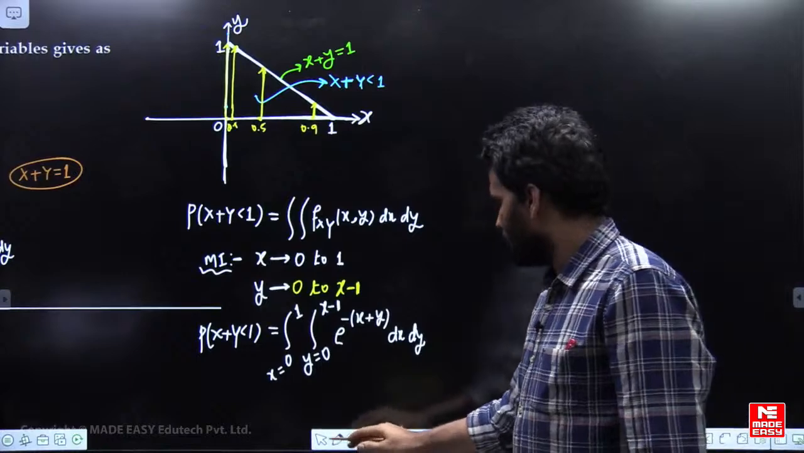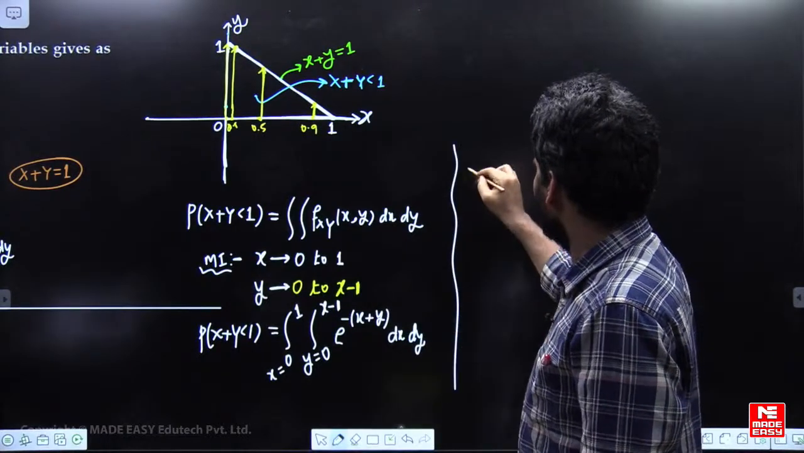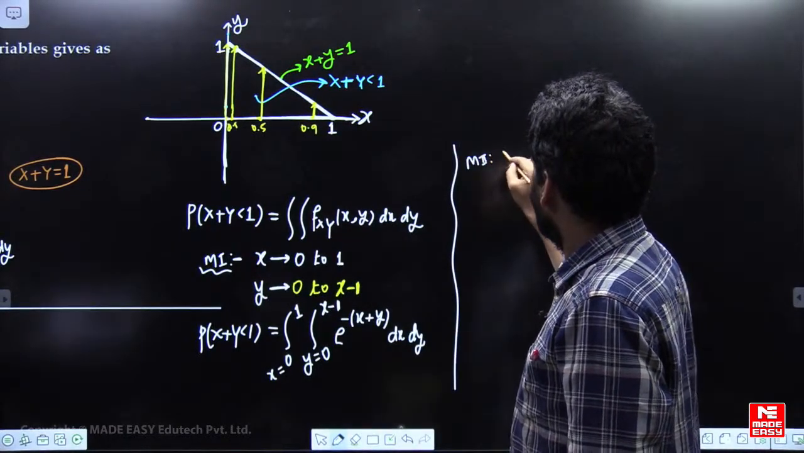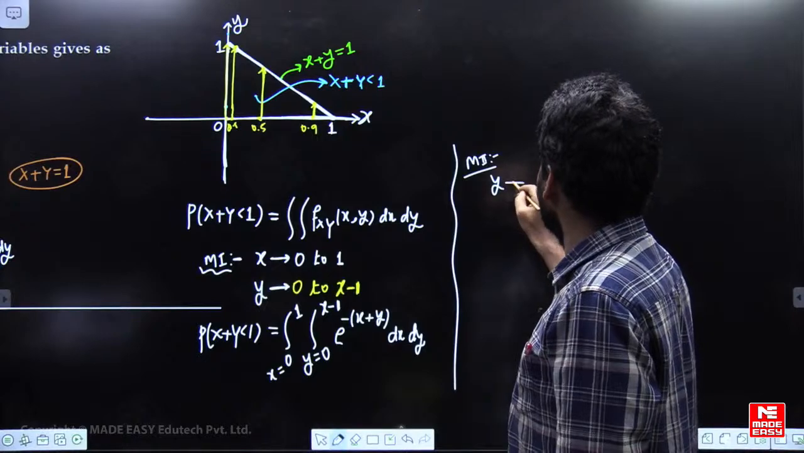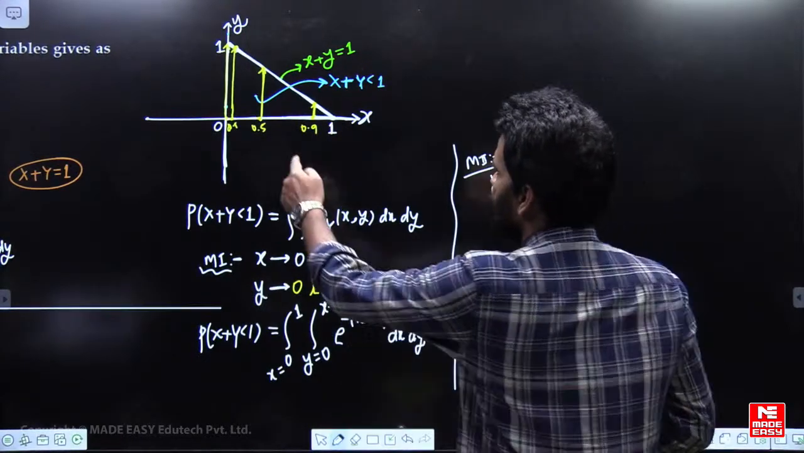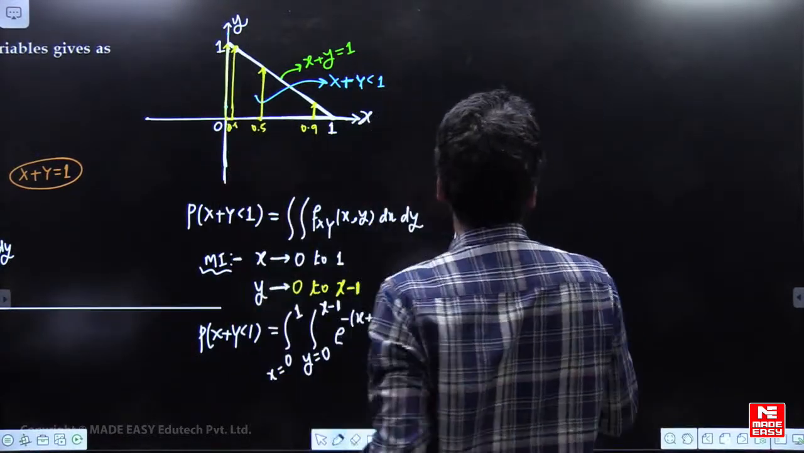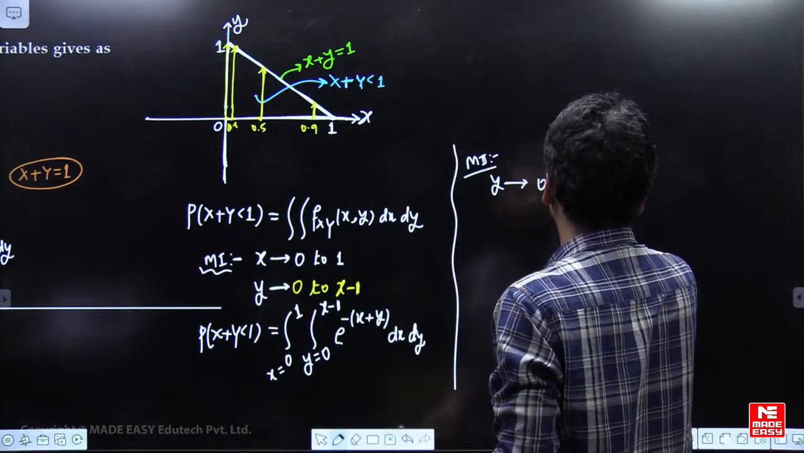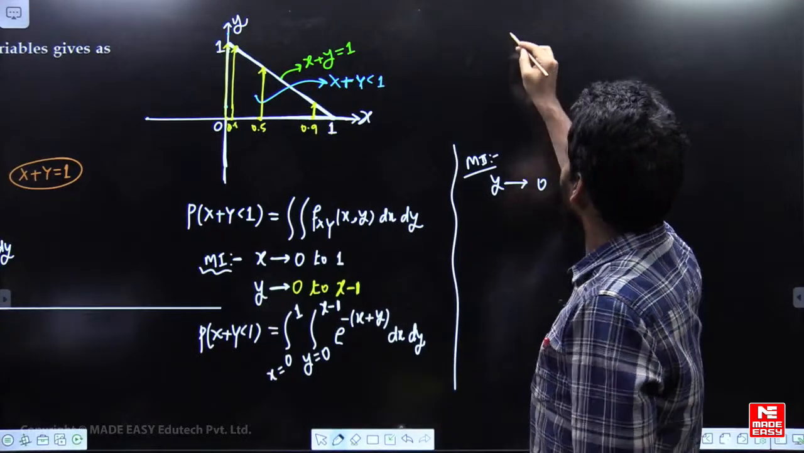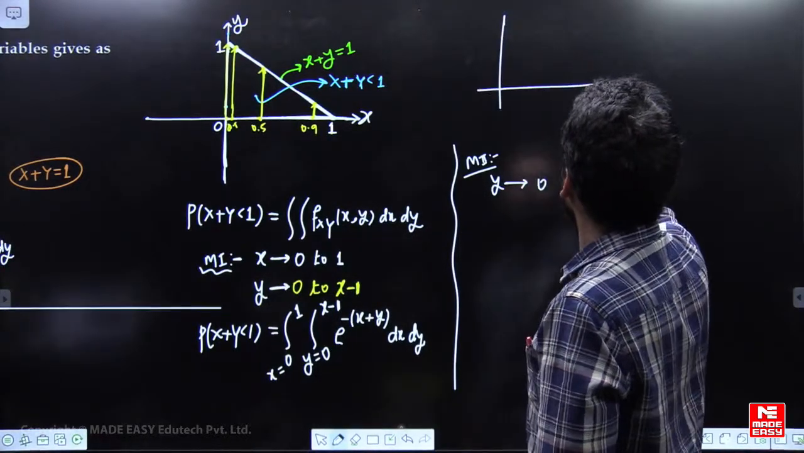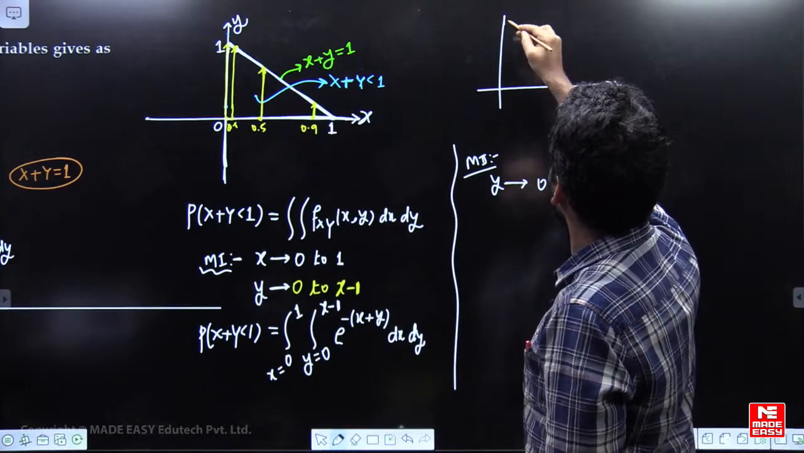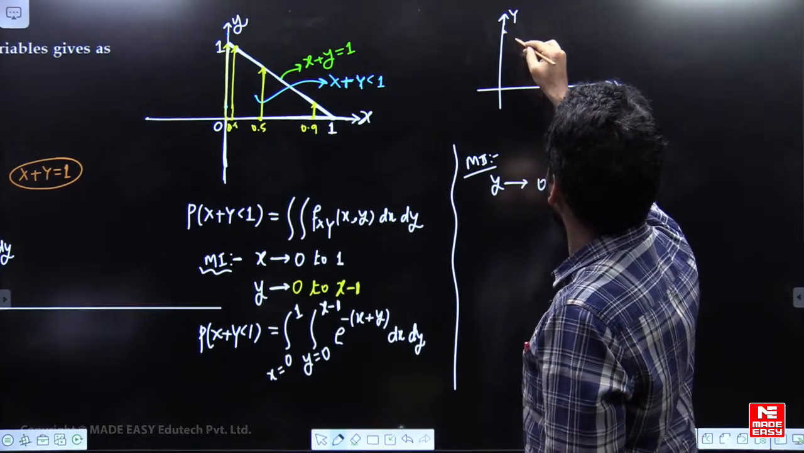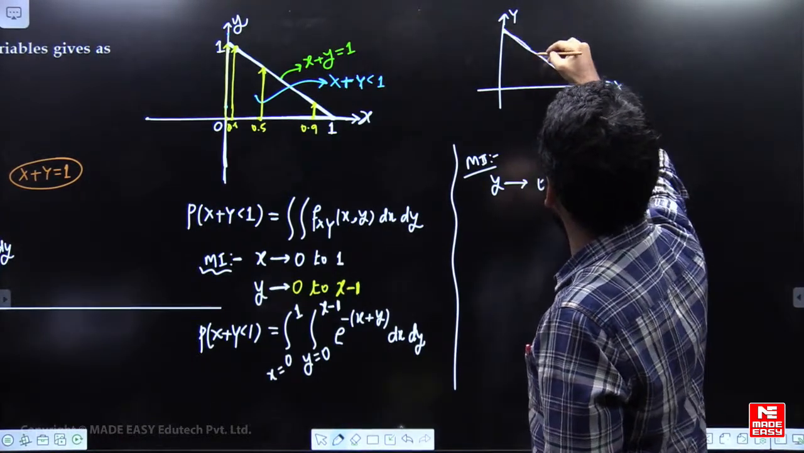And you can do it like this also, in method 2. In method 2, you can fix y. What is the range of y values we expect? The range of y values will be 0 to 1.